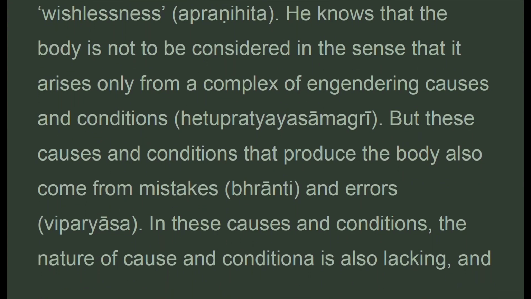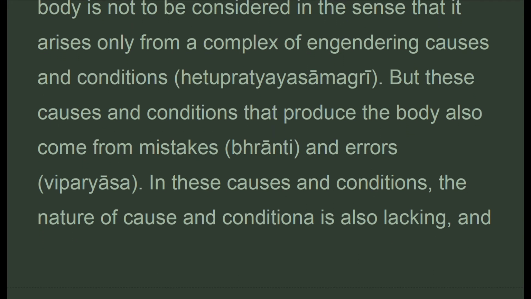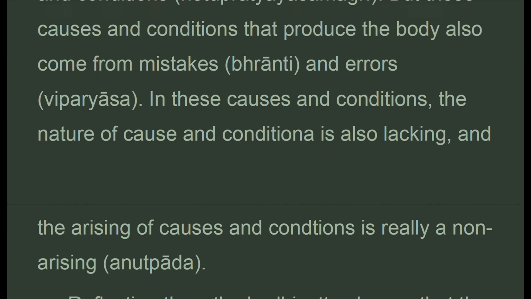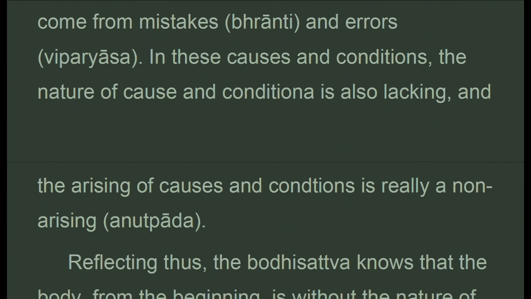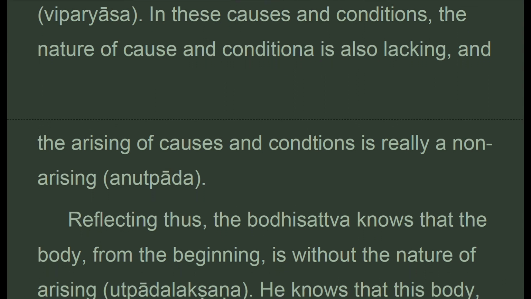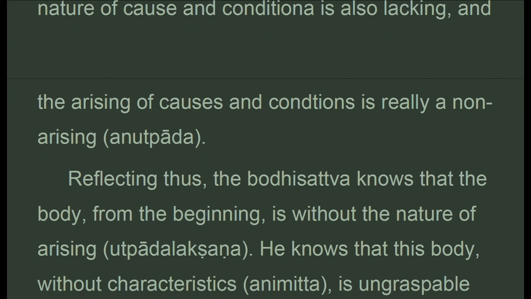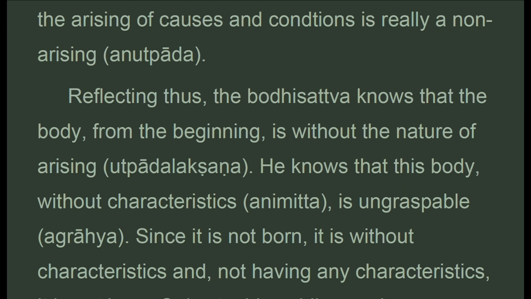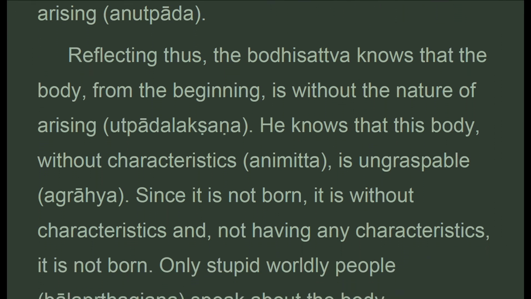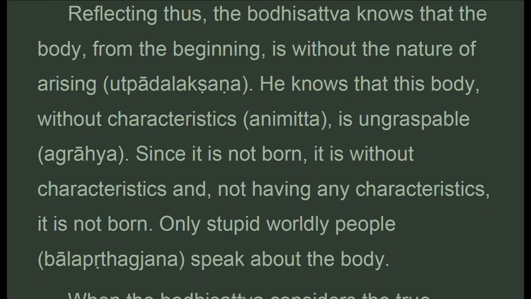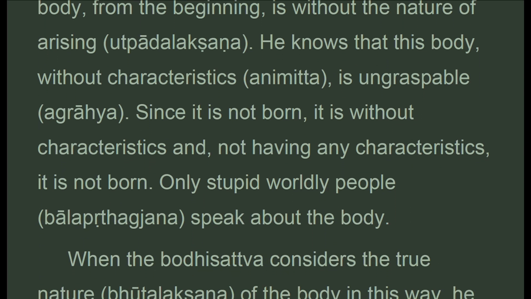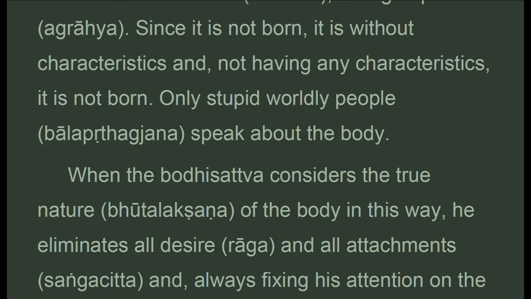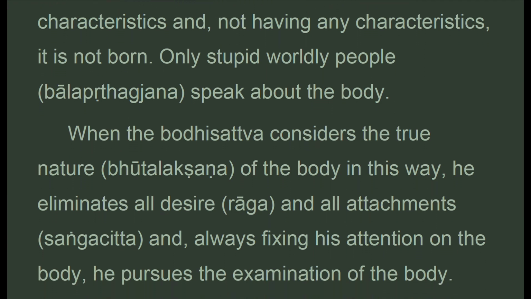But these causes and conditions that produce the body also come from mistakes and errors. In these causes and conditions, the nature of cause and conditioner is also lacking, and the arising of causes and conditions is really a non-arising. Reflecting thus, the bodhisattva knows that the body, from the beginning, is without the nature of arising. He knows that this body, without characteristics, is ungraspable. Since it is not born, it is without characteristics, and, not having any characteristics, it is not born.